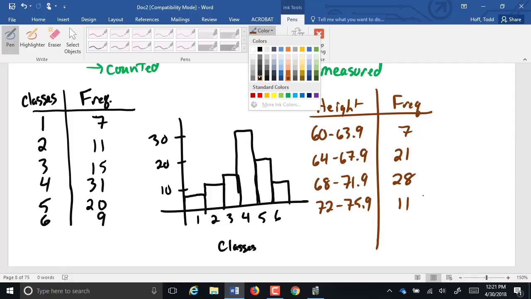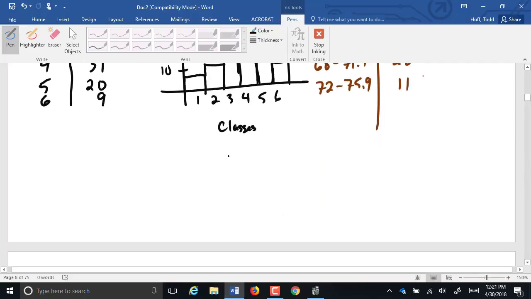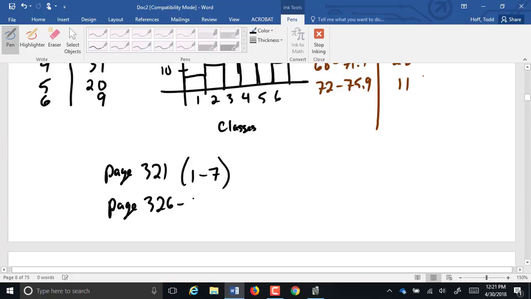Okay, that pretty much is our time for the day. So some homework on these. For data graphs, organizing data, page 321, 1 through 7. Do all those just looking at the graphs. And then page 326 through 330, again, analyzing those graphs 1 through 10.